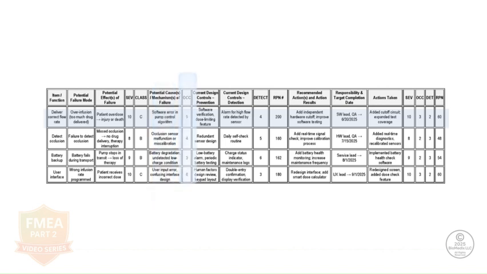Current design controls include software verification and a dose-limiting feature on the prevention side, plus an alarm that detects high flow on the detection side. The detection, or DET, rating is 4, meaning detection is possible but not perfect. Multiplying SEV, OCC, and DET gives us an initial RPN of 200, a high priority risk. We recommended adding an independent hardware cutoff and improving software testing. The responsible team was the software lead in TA, with a target date of June 30, 2025. The actions taken included adding the cutoff circuit and expanding test coverage.